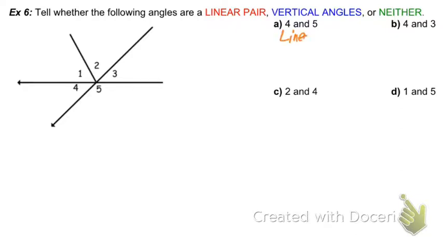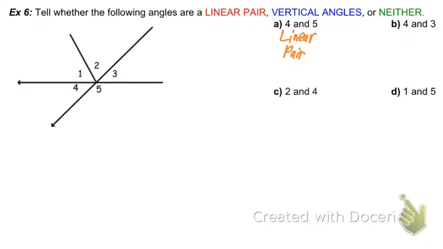Can you explain why they're a linear pair? They add up to 180, so it's supplementary. They make a straight line, hence linear. What else do we know? They're adjacent, aren't they? They add up to 180 and they're adjacent, so they have to be a linear pair. It makes a straight line. I want you guys to do B, C, and D on your own.